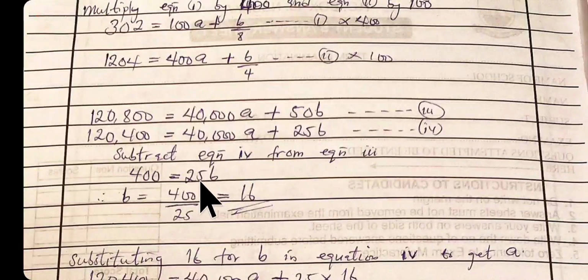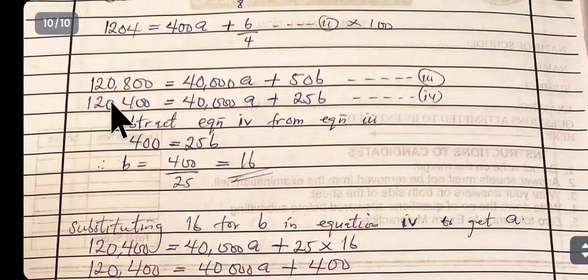All right, so subtract equation 4 from equation 3. So I tag them: this one, equation 3, equation 4. So if you subtract, you discover that you have 120,800 minus 120,400, and we are left with 400. 40,000A minus 40,000A is 0, so it has gone. 50 minus 25 is 25B. The coefficient of B is 25. So therefore B is equal to 400 over 25. 400 over 25 is 16.